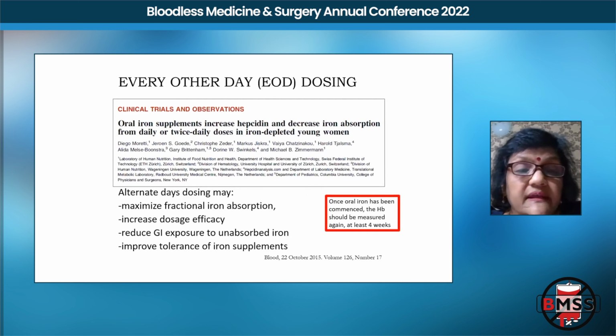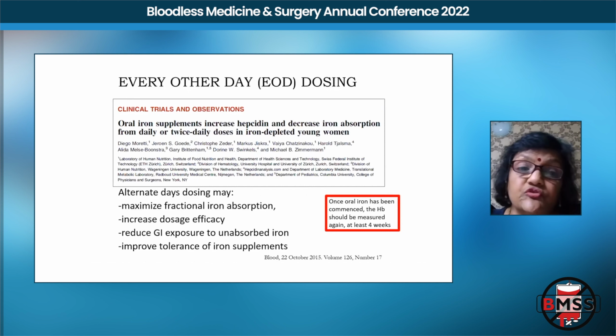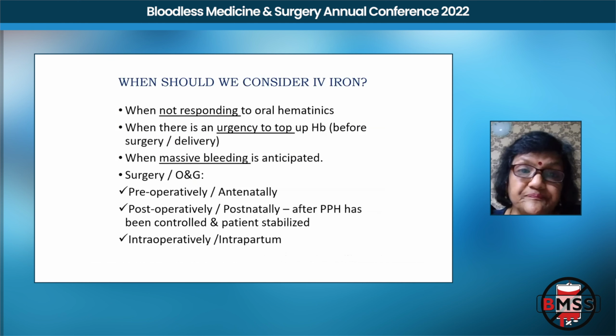In this paper, they have looked at administering iron every other day. And what they found in this Swedish paper was that alternate-day dosing of iron may maximize the fractional iron absorption, increase the dosage and efficacy, and reduce the GI exposure to unabsorbed iron. And once oral iron is used to correct hemoglobin, the hemoglobin can be checked after 4 weeks.